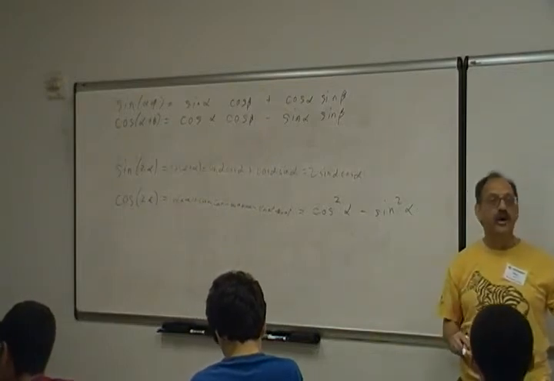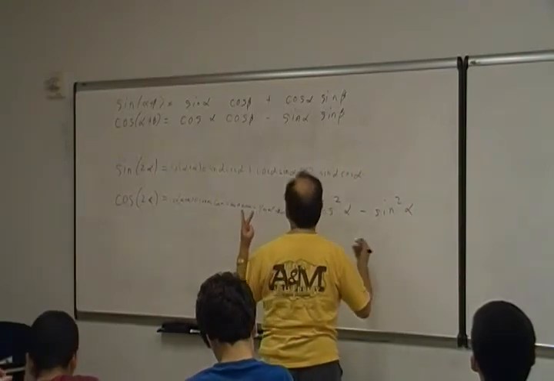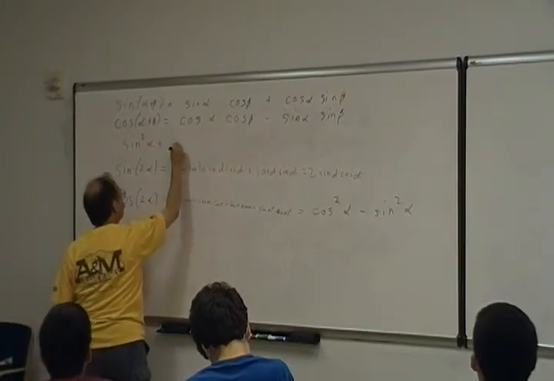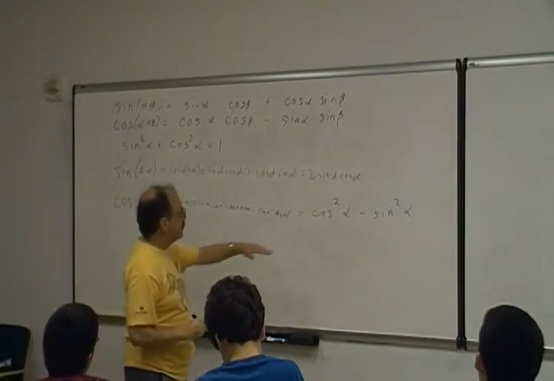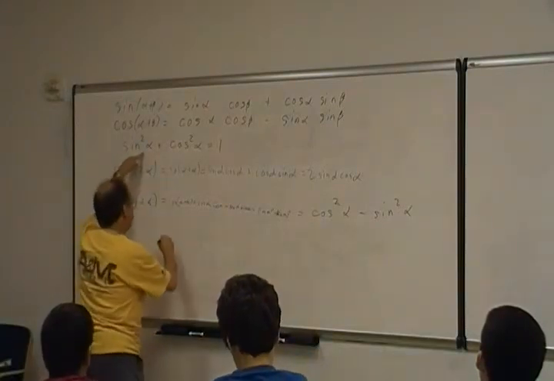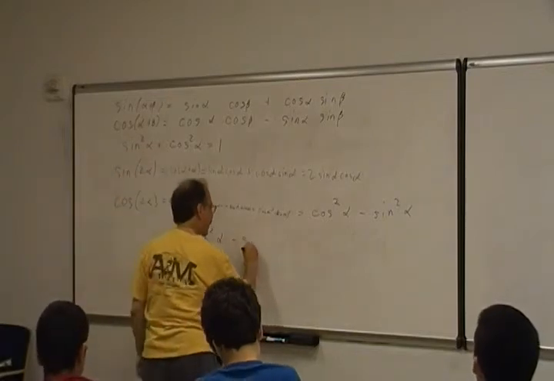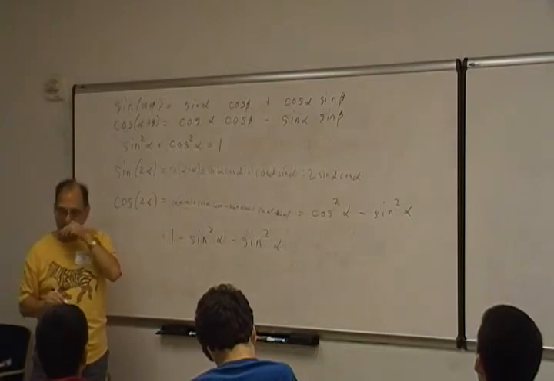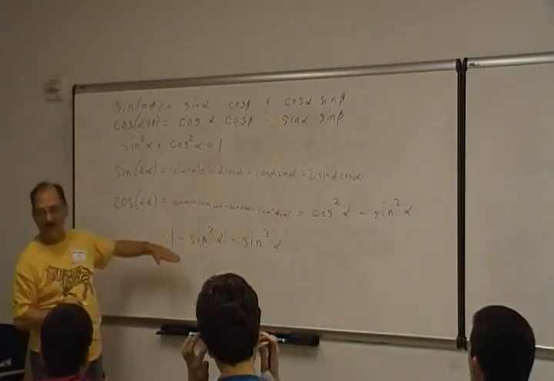There are actually two more, and they come from knowing sine squared alpha plus cosine squared alpha equals 1. And so cosine squared alpha is equal to 1 minus sine squared. So this is 1 minus sine squared alpha minus sine squared alpha. Did everybody see what I did? Watch. Tony, did you see what I did? No. Okay. What did I do?